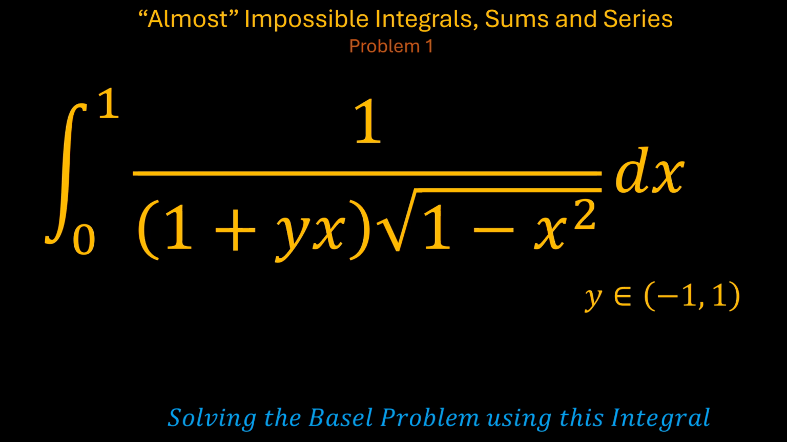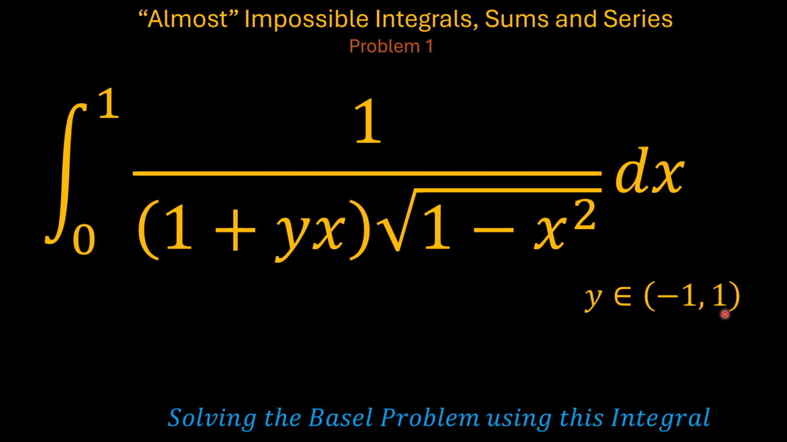The first problem in that book is the definite integral from x equals 0 to x equals 1 of 1 over (1 plus yx) times the square root of 1 minus x squared, dx. And this is in the interval of y between -1 and +1.